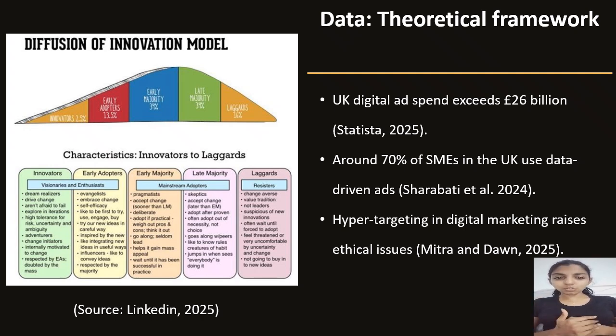However, as Mitra and Dawn 2025 emphasize, hyper targeting raises serious ethical issues, particularly around privacy, consent, and manipulation. The challenge now is to balance technological innovation with ethical responsibility. So, what this slide really tells us is that while data-driven advertising has diffused successfully across the market, it has done so without fully resolving these ethical implications.